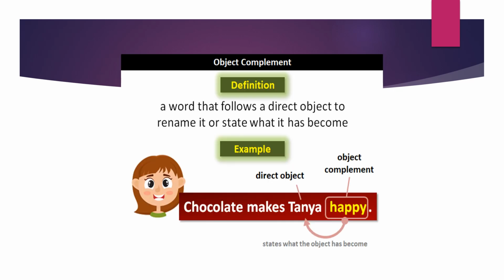So in an object complement, you can see that it is a word that follows a direct object to rename it or state what it has become. Chocolate makes Tanya happy. What and who? Over here you can see that the direct object is Tanya, and the object complement is happy.